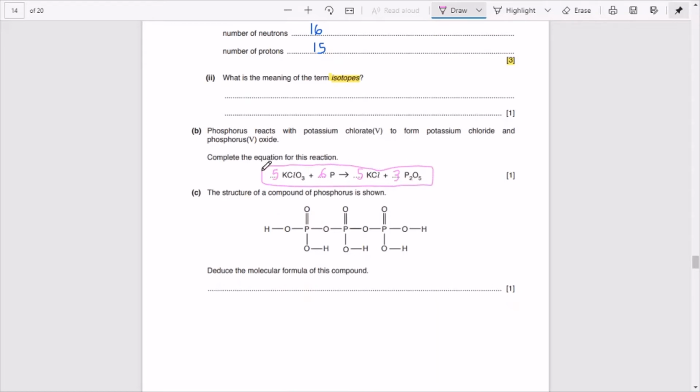It was not really very difficult to balance, but sometimes there are really difficult equations to balance. It rarely happens, but students do get stuck in it. Okay, now the structure of a compound of phosphorus is shown. Deduce the molecular formula of this compound.